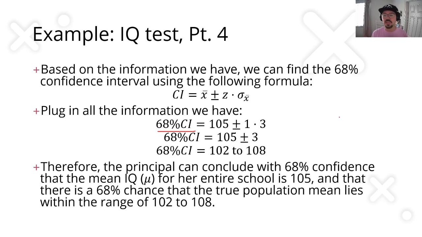The reason that you do this is because after multiplying the z and the standard error together, you're going to have to do 2 separate equations. On the one hand, you're going to have to do addition, and on the other hand, you'll have to do subtraction. So we have our formula here. 105, remember that's our mean, plus or minus our z, which we determined is 1. Our z-score at 68% is 1, times the standard error, which we've calculated as 3.